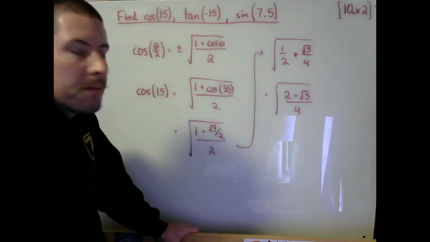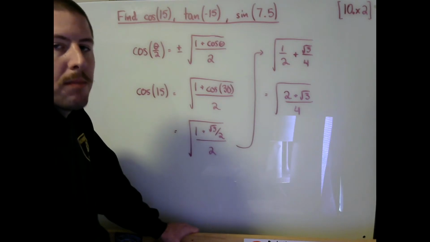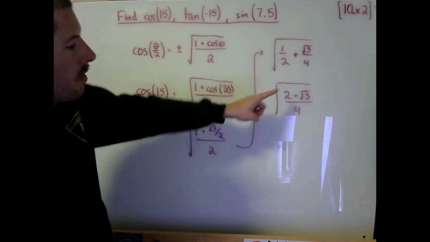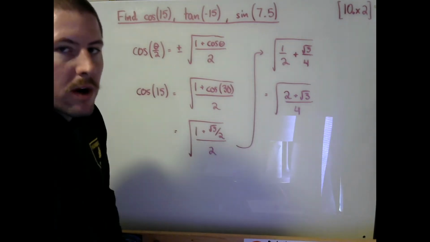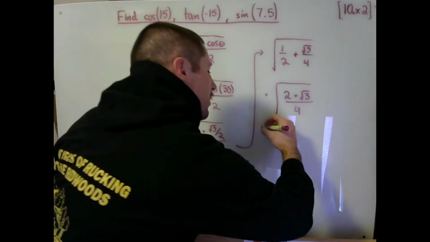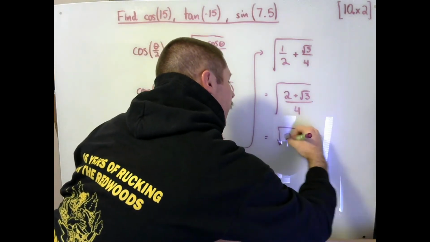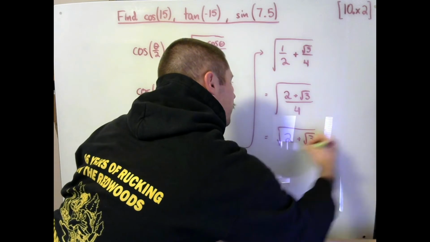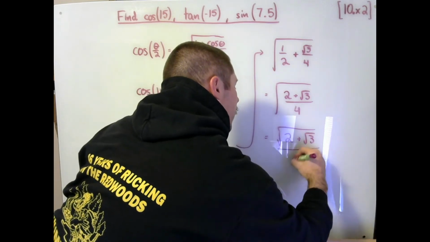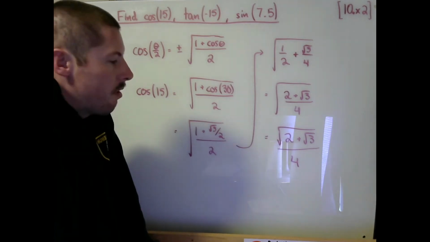As my final step in my simplification, I could apply the square root to either the top or the bottom individually of this fraction. I don't know a better way to write 2 plus the square root of 3 as a square root, but I do know how to take the square root of 4. So as my last step here, I'll write this as the square root of (2 plus root 3), all divided by 4.